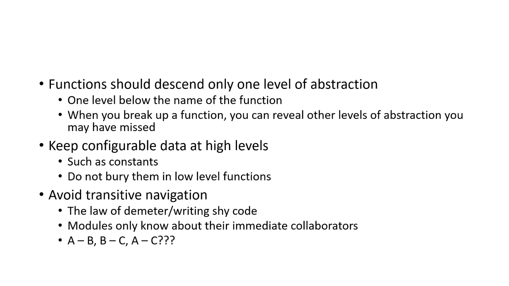Next, avoid transitive navigation. This is the law of Demeter that we talked about in a chapter in an earlier video of this book, which is another way of saying writing shy code. I'm trying to figure out what's shy about this, but basically transitive navigation, what Uncle Bob means here, is that modules should only know about their immediate collaborators. So there shouldn't be a transitive property. If you know the transitive property, I think it's from geometry: if A equals B and B equals C, then A equals C.